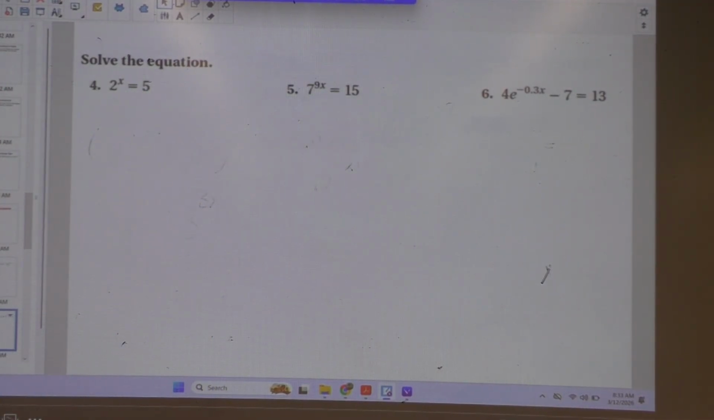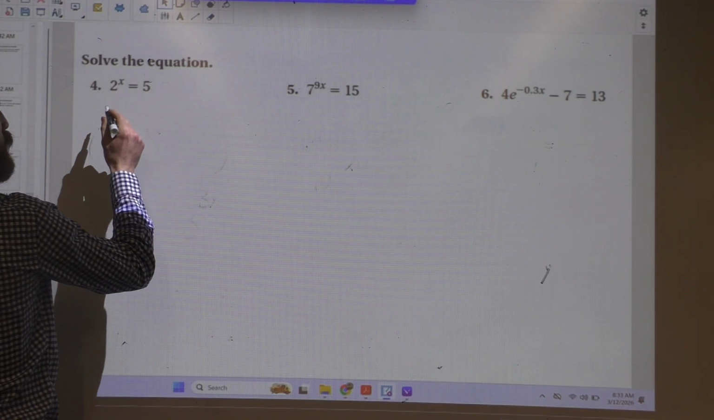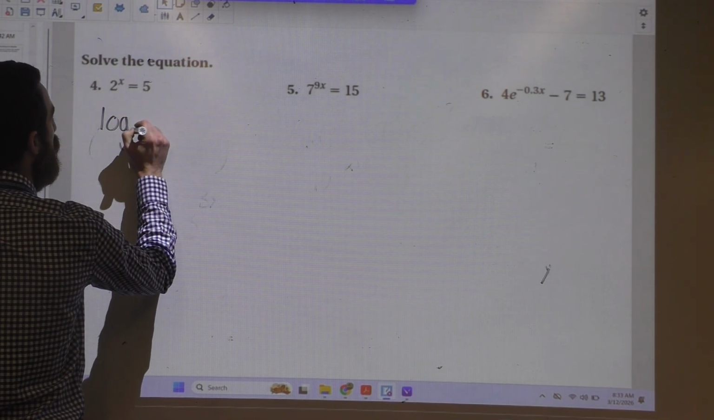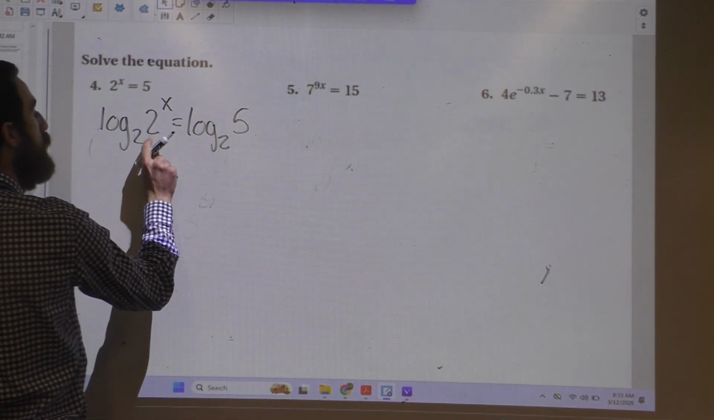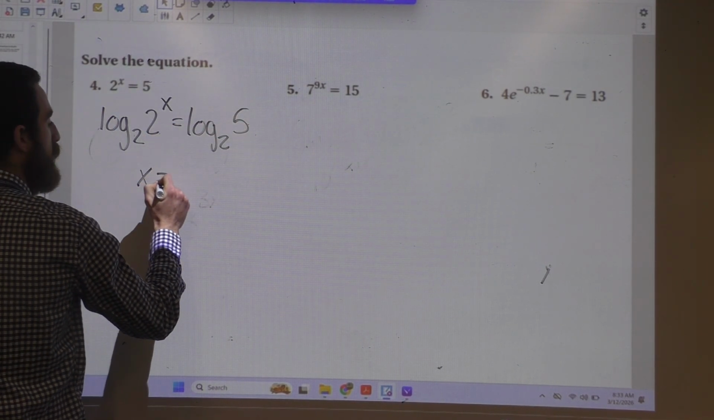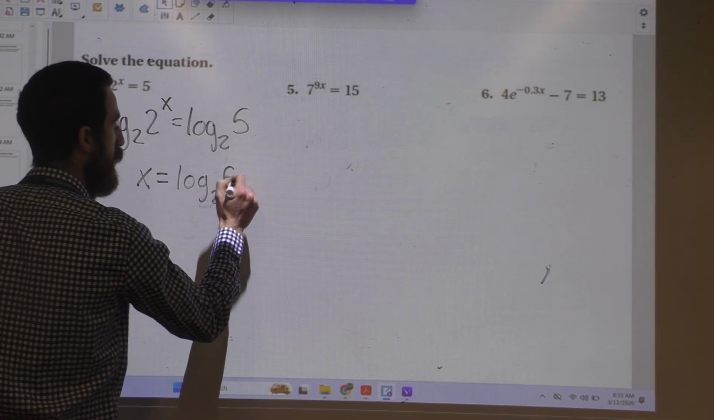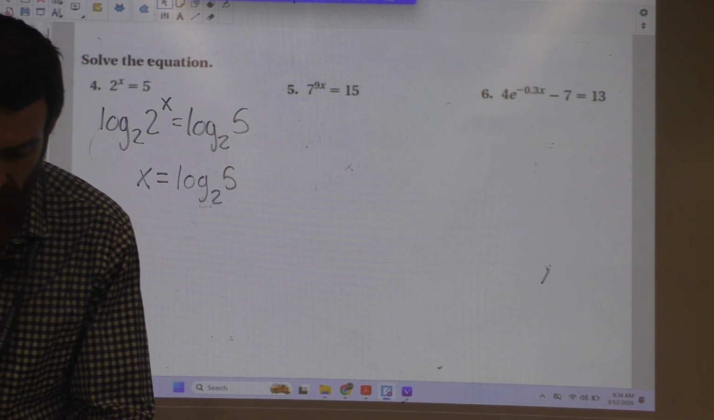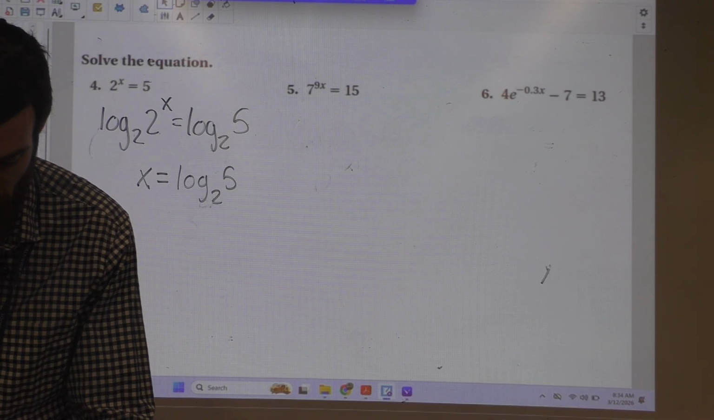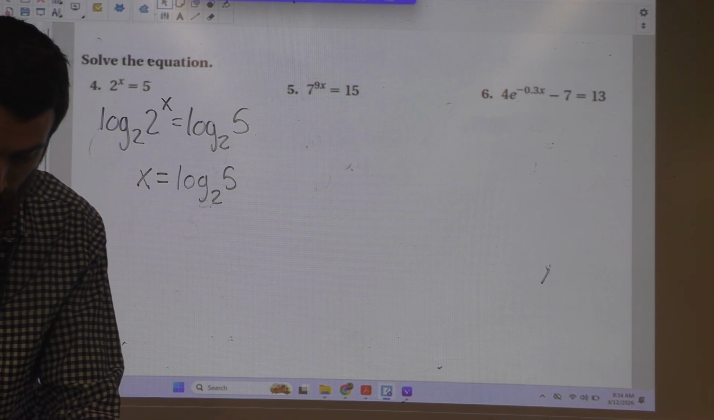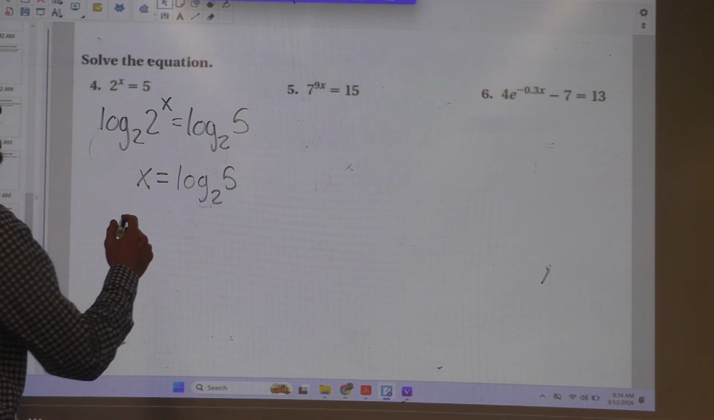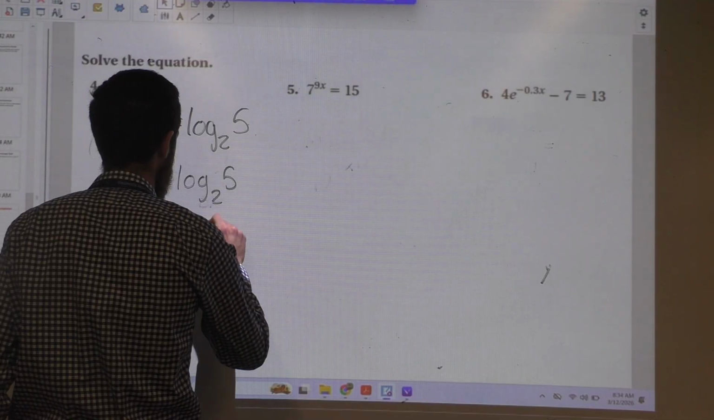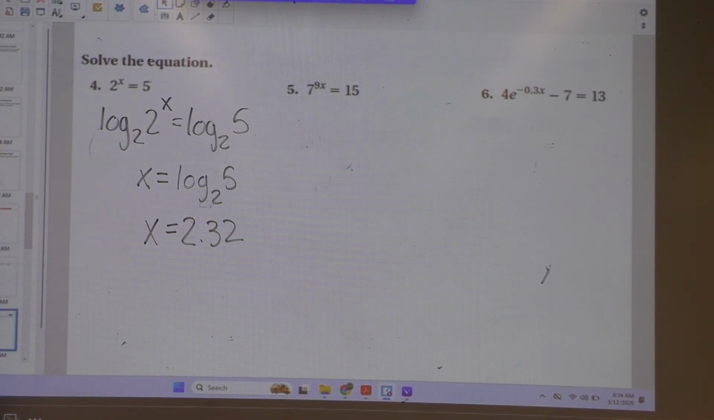So now I can't get 5 as a power of 2, and I shouldn't try. This goes back to what we were talking about yesterday. If I take the log base 2 of both sides of this equation, then these two will cancel, and I get x equals log base 2 of 5, and that's a number. That's exact form. Sometimes I don't mind if you just write it that way, but if you needed a decimal answer, you would type that into your calculator. 2.32.